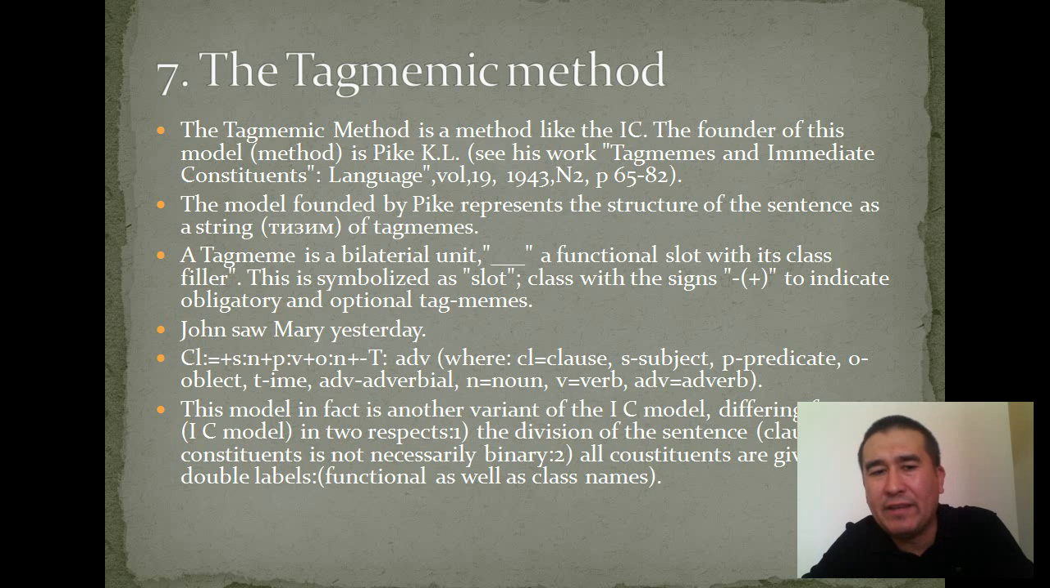For example, John saw Mary yesterday. For example, plus S, N, P, V, plus O, N, plus T. So we can see the formulas here, where S is subject, P predicate, O object, T time adverbial, N noun, V verb. This model, in fact, is another variant of the IC model. So this is a complex variant of the IC model, different from it in two respects. The division of the sentence or clause into constituents is not necessarily binary, and second, all constituents are given double labels, functional as well as class names.